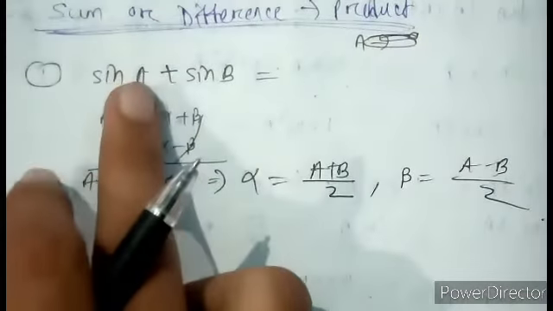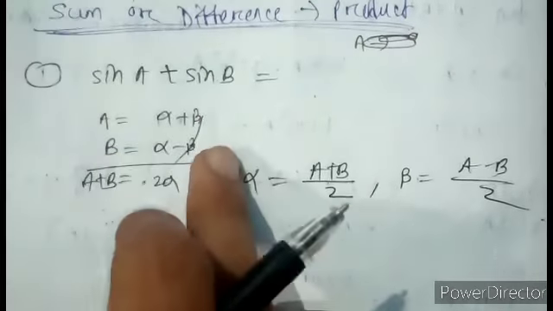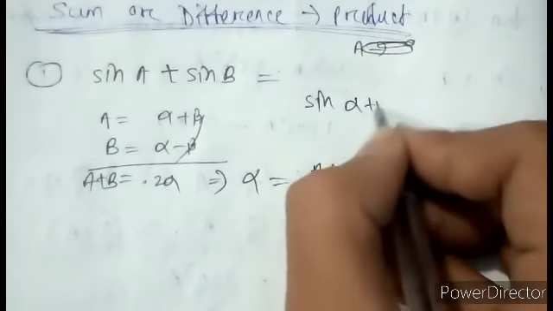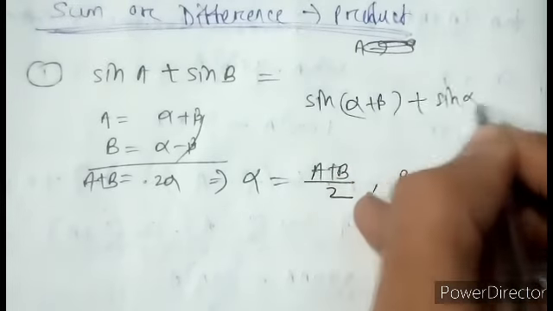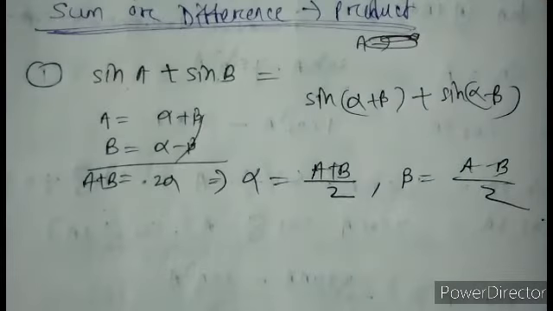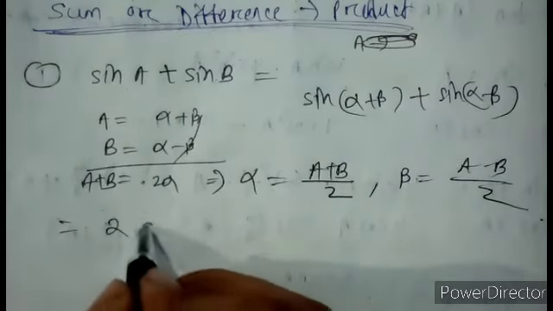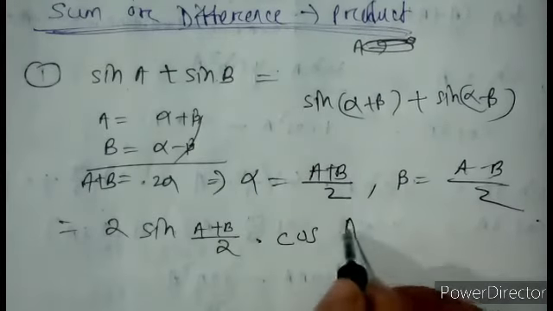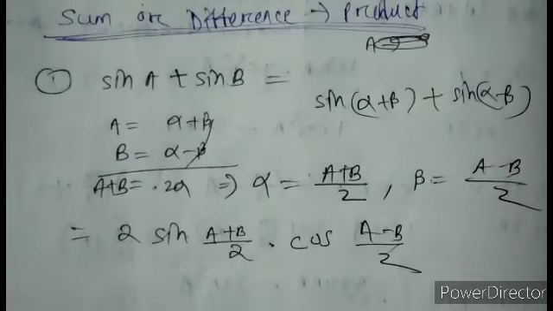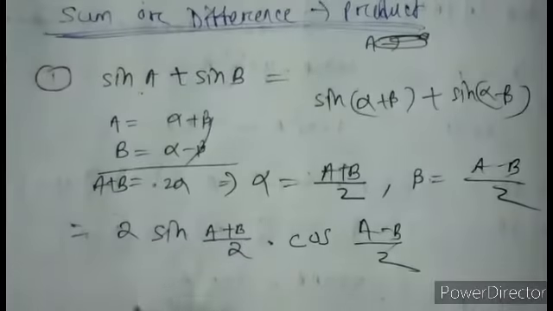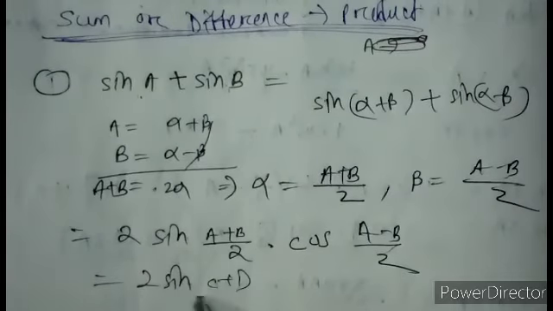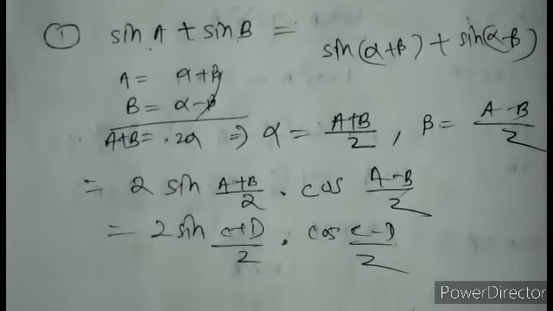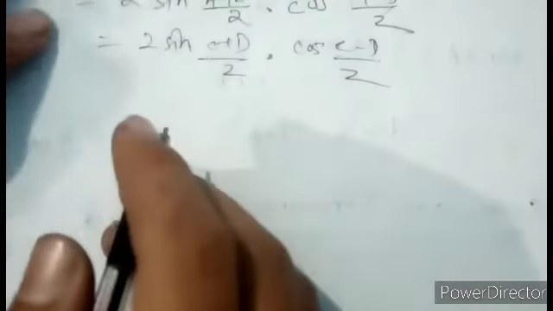If we take A as alpha plus beta and B as alpha minus beta, then according to the formula, sin(alpha + beta) plus sin(alpha − beta) is equal to 2 sin((A + B)/2) multiplied with cos((A − B)/2). We can also write it with C and D, which is easy to remember: 2 sin((C + D)/2) multiplied with cos((C − D)/2). So this is also another formula.